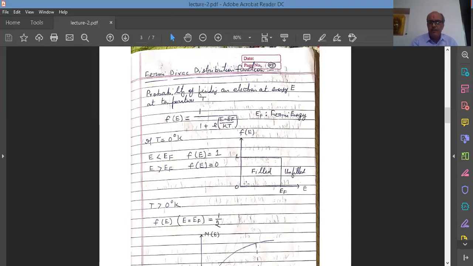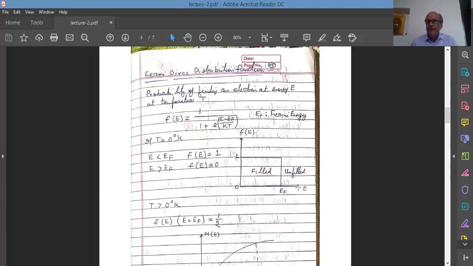probability function, is plotted as a function of energy. Up to EF, the probability is 1. And beyond EF, the probability is 0. What is meant by the probability being 1? That means all the levels are occupied by electrons. That is what is meant by the probability of finding the electron at energy E being 1, 100% probability. And if the probability is 0, it means the levels are there but they are empty.